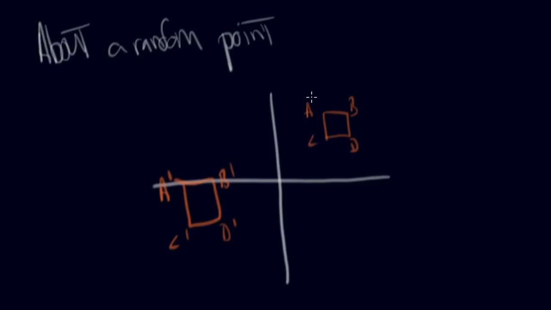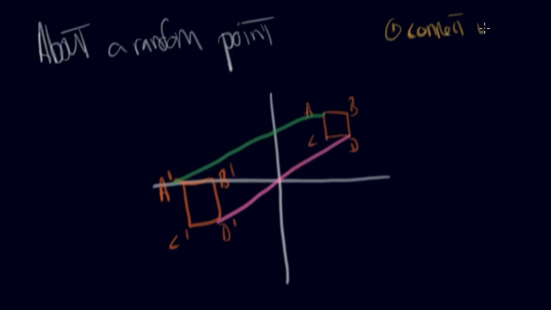What you do is you connect two vertices. Maybe A and A prime, and D and D prime. That's the first thing that you do. Let's write this down. First thing is connect vertices. And the second thing that you do is you find the perpendicular bisector. Perp bisector.